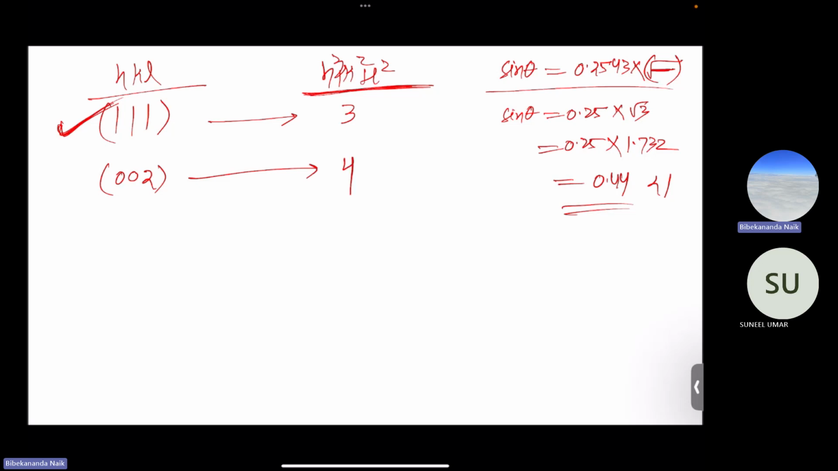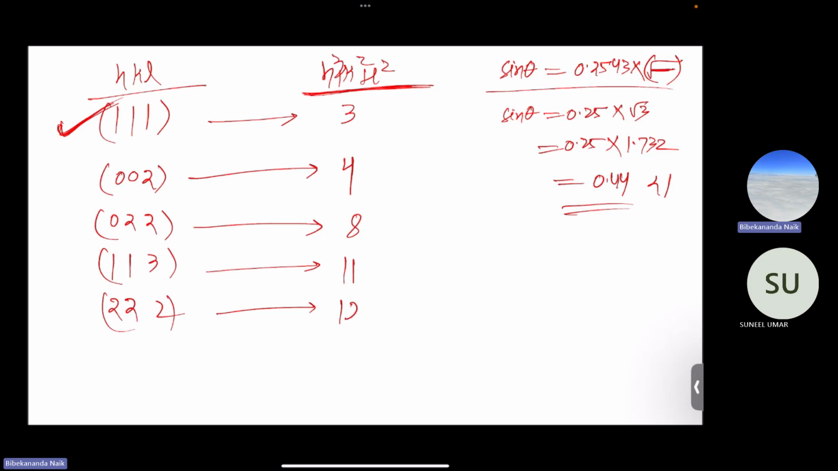In this way, if you consider the next members, the next will be 0, 2, 2, because here all are even. It will be 8. Then the next member will be 1, 1, 3. Here all are odd. It will be 9 plus 1 plus 1, that is 11. Then the next member will be 2, 2, 2, that is 12. Now you get it, how we are getting these plane values or the Miller indices sets.